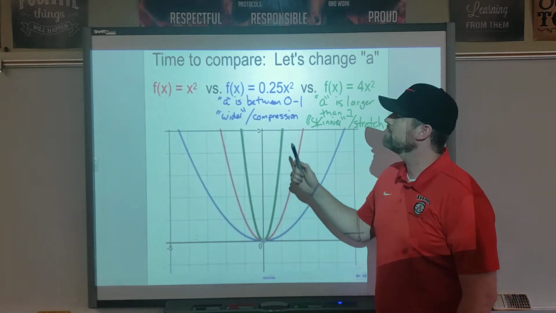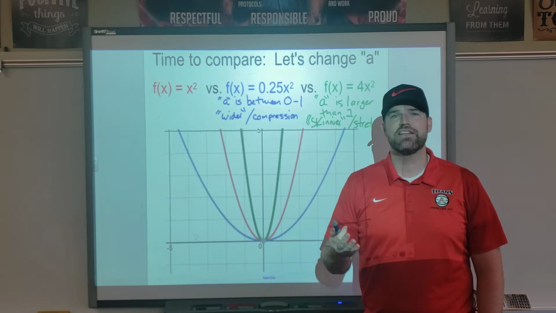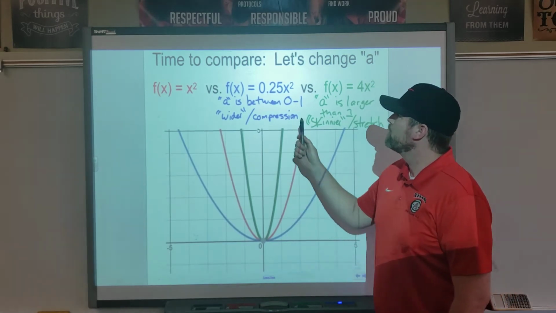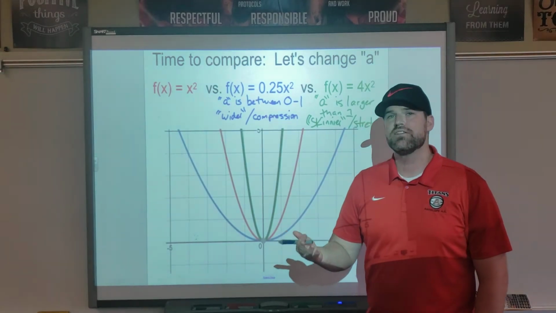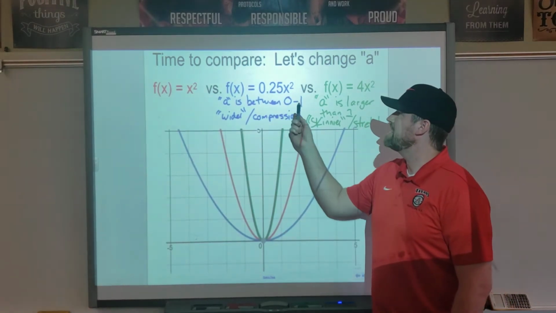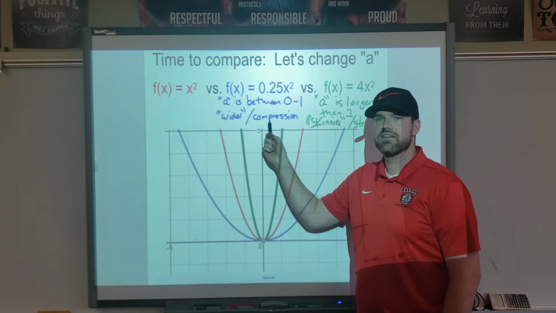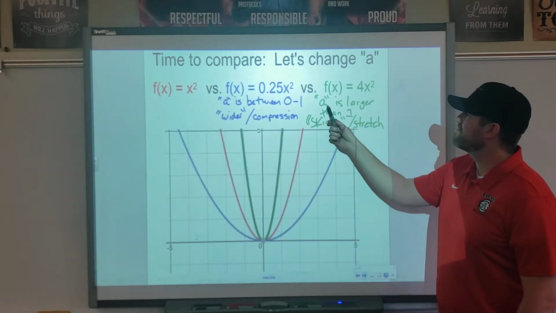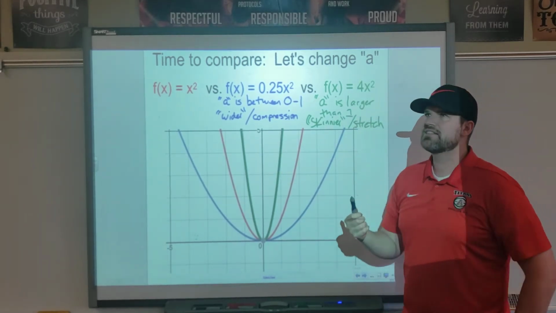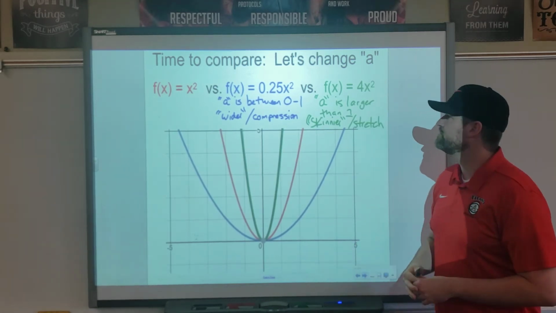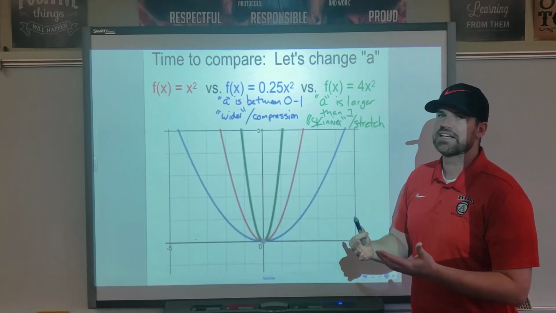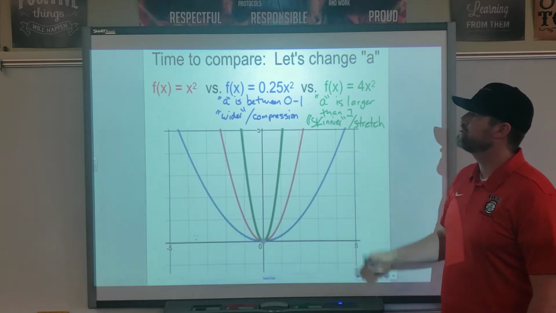Now we'll talk about on the next slide what happens if we put a negative in front. When we're talking about between 0 and 1, we also mean between 0 and -1. So if your number is between 0 and -1, it will still be a compression. And when we say larger than 1, we also mean if it's a bigger number than 1, even if it's a negative. So if you take 4, but make it negative, like -4, that would also be a stretch.